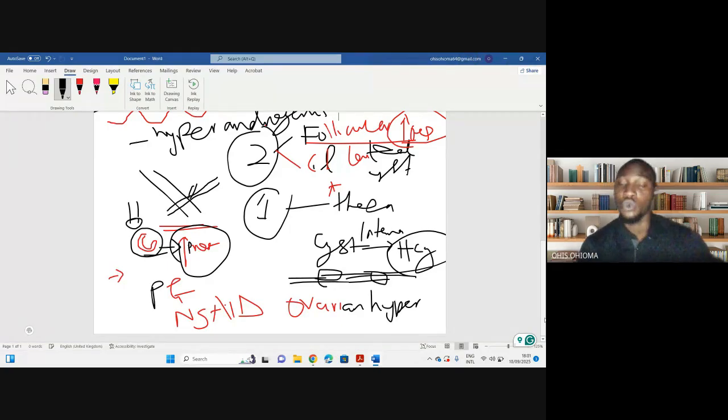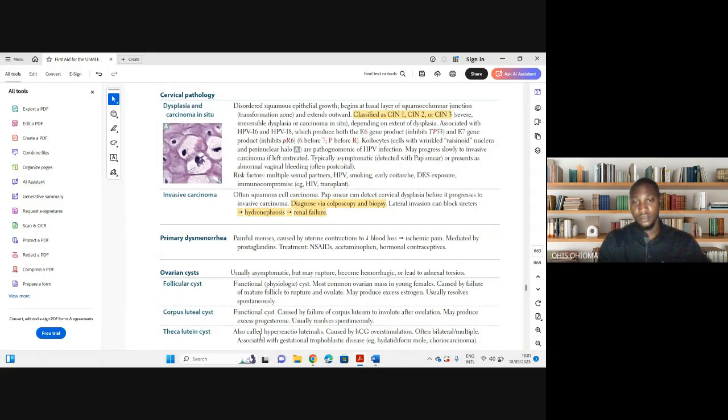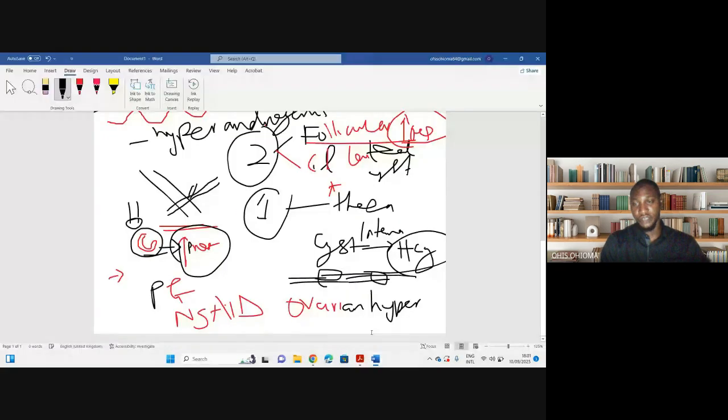They usually ask you, what cyst is that? So usually the theca lutein cyst is what you find there commonly. Okay, that's what you see basically, right? Another thing you need to know for the exam is that it's associated with GTD, gestational trophoblastic disease. Okay.